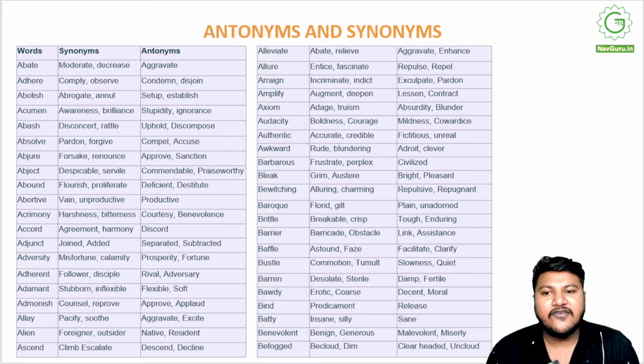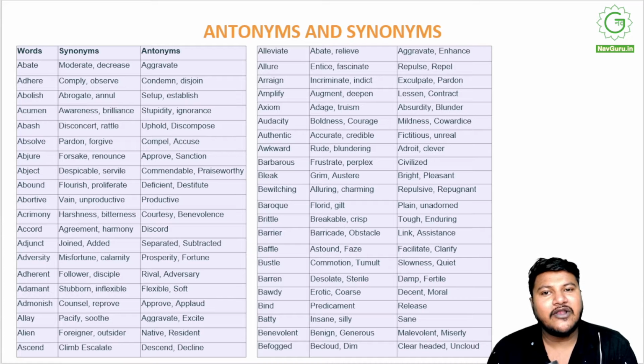So words like there's a word abate, and its synonym is moderate or decrease, while its antonym, the opposite, is aggravate. Similarly, adhere, its synonyms are comply and observe, while its antonyms are condemn and disjoin. Abolish, its synonyms are abrogate and annul, while its antonyms are set up and establish.